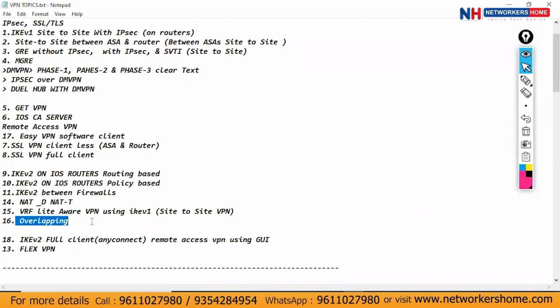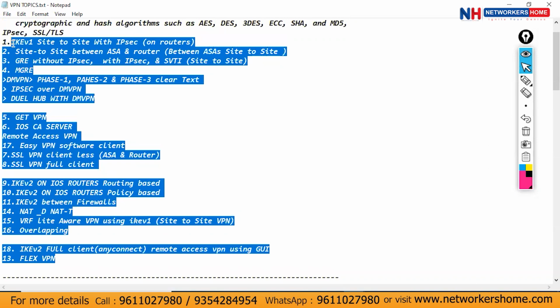To know overlapping, your translation concept should be clear. To know about NAT-D and NAT-T also, your translation concept should be clear. After that, we have different advanced things. Like here we have already gone through a remote access VPN. In a remote access VPN, we have gone through a full client using which protocol? SSL. Same thing we can see using IKEv2. After that, we'll learn about FlexVPN.